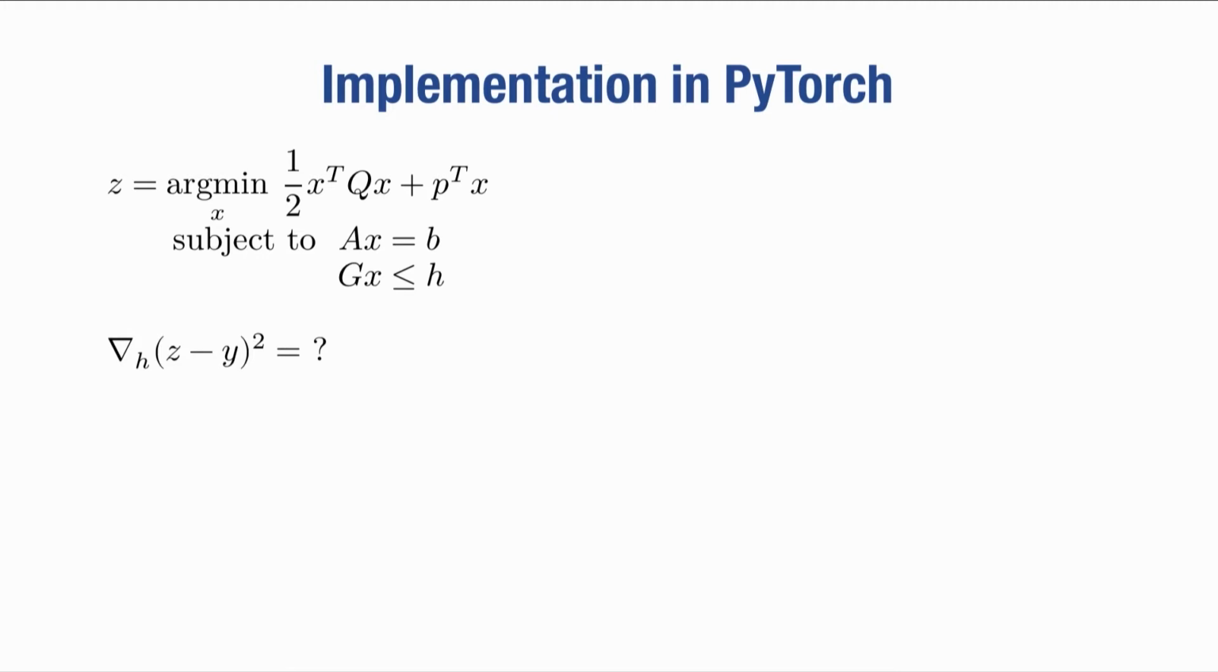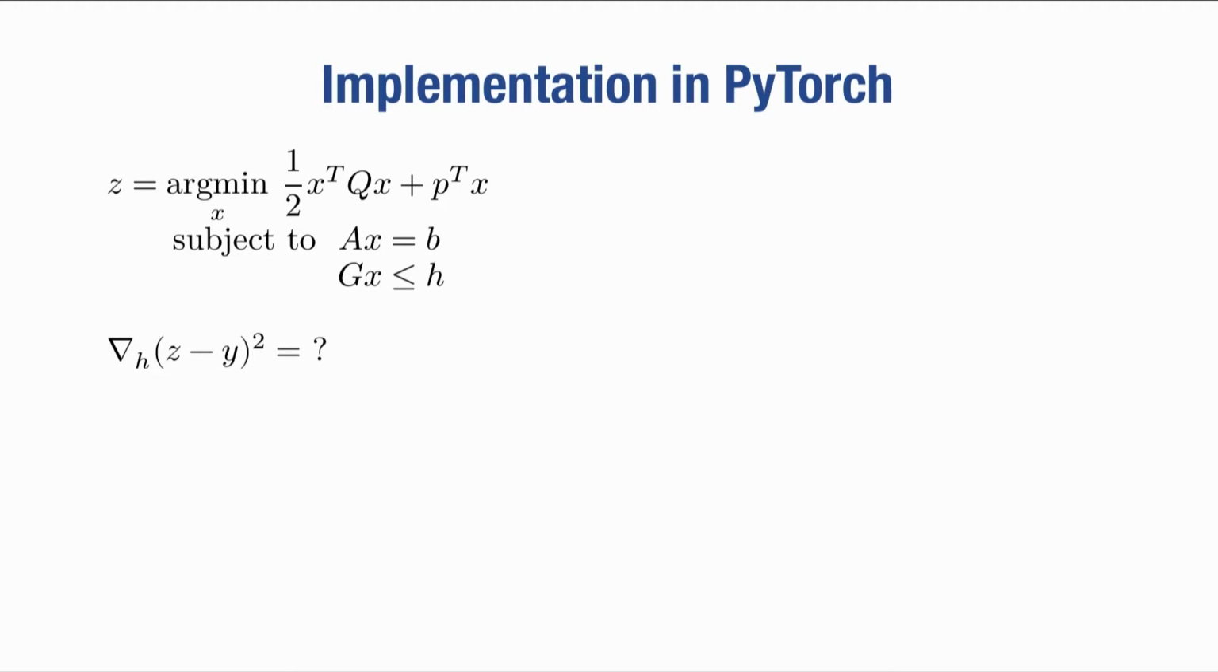Now say I want to differentiate that whole thing with respect to, say, the right-hand side of the inequality constraints of my quadratic program. How would you do that? We did work out the math for this, and it's not too hard. You basically differentiate some conditions that specify the solution to this problem.